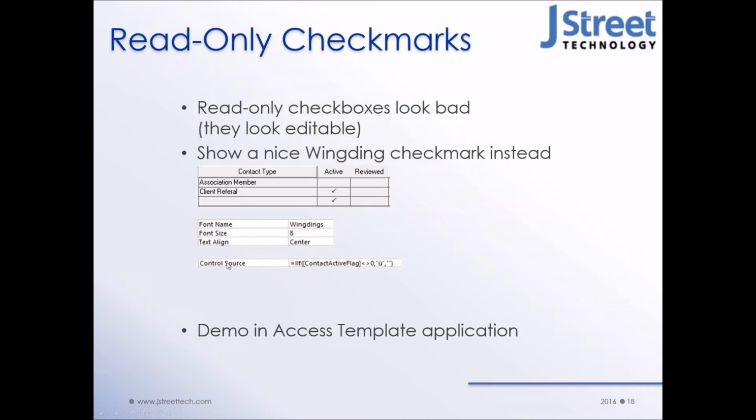All we do is change the control source of this control to an immediate if the active flag is false. Remember, we can't check for true because we don't know if it's going to be a negative one or a positive one, so we always check for false. If it's not false, then stick in a U with an umlaut. That's for you, Klaus. There's a U with an umlaut.